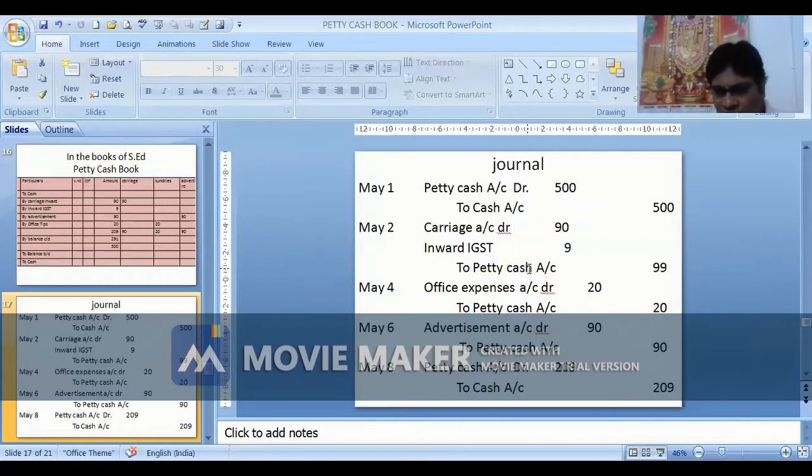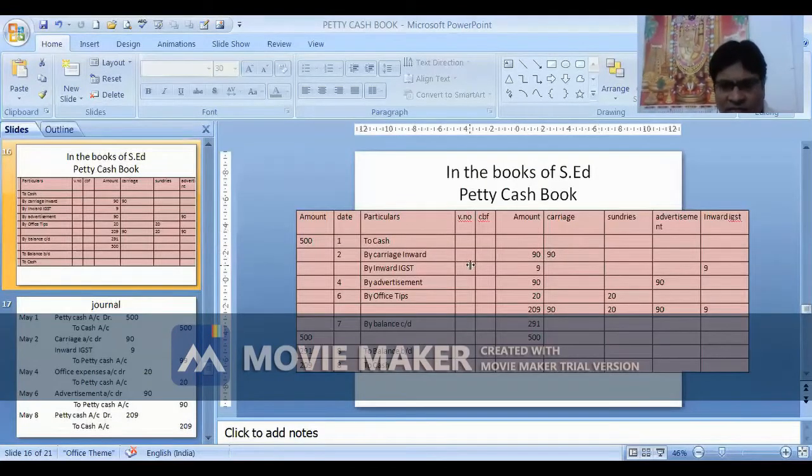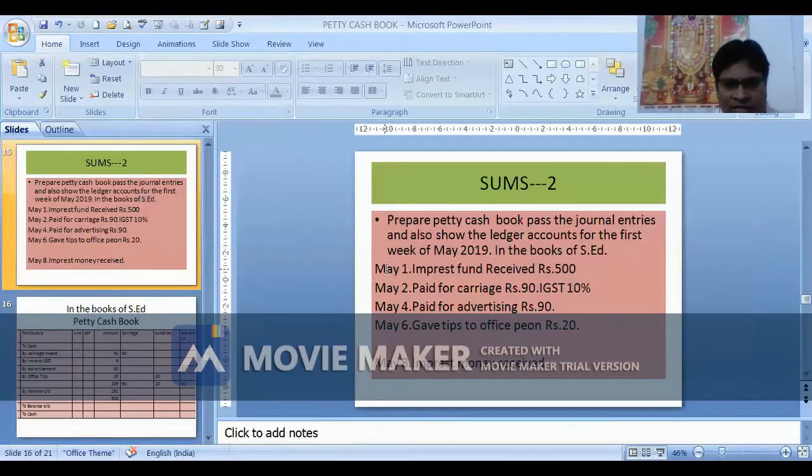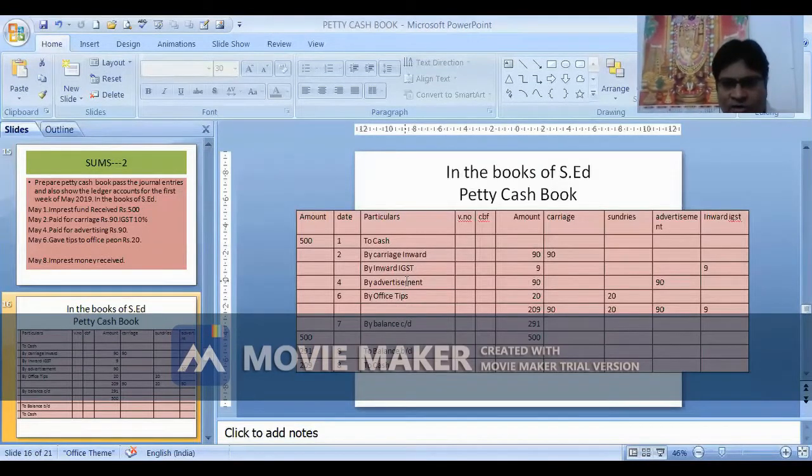Then just see in the petty cash book how we have put by carriage inward 90 in the carriage column and the total amount column also, and by inward IGST 10% it was. Next is paid advertisement on 4th, 90 rupees, we have put in the advertisement column even. So 90 over there and 90 over here.